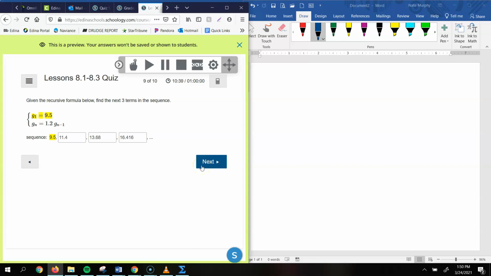All right, let's look at the last problem. It looks similar, but this time it's an arithmetic sequence. Again, we're starting with 9.5 as the first term, but then we're adding 1.25 each time. So the second term of the sequence would be 10.75. Then the next term would be 12, just 12 whole. And then the next term would be 13.25. And that's the last one in the quiz.